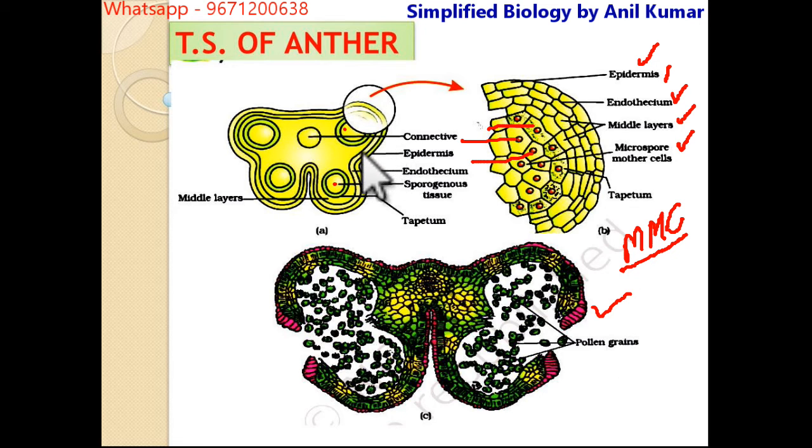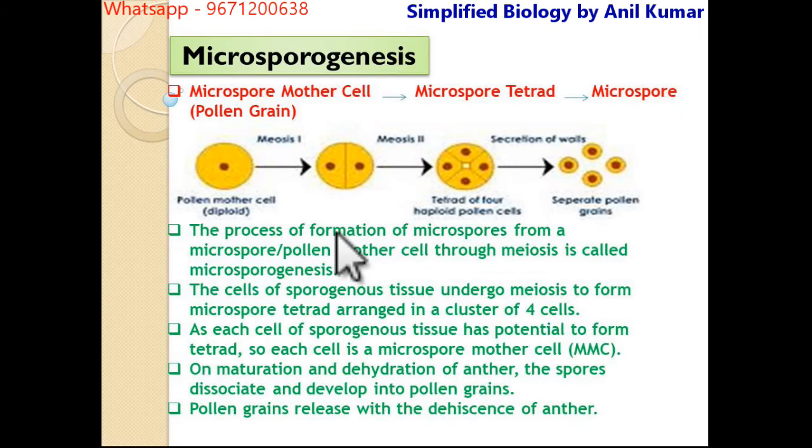This is the diagram showing the dehiscence. The 4 sporangia are there, and on both sides they are merged together like that, so it looks like this. This is the dehiscence stage, and then the dehiscence of the pollen grain takes place. Clear? When it dehisces, what happens?